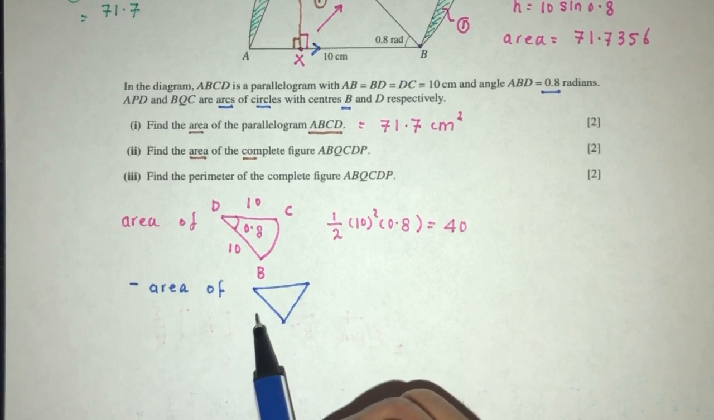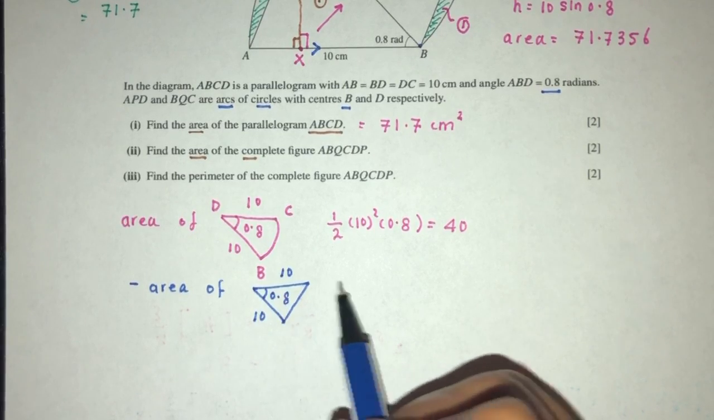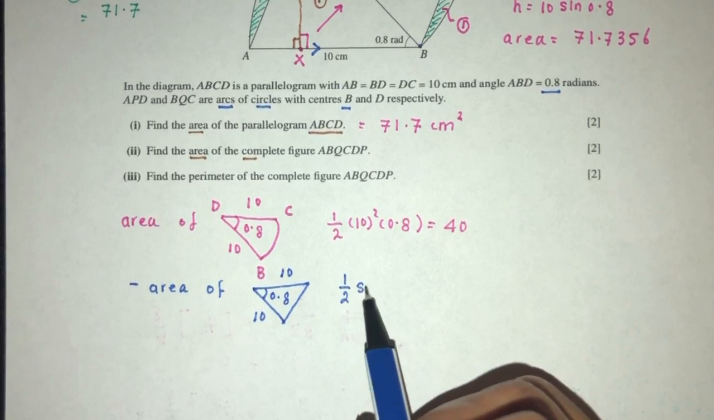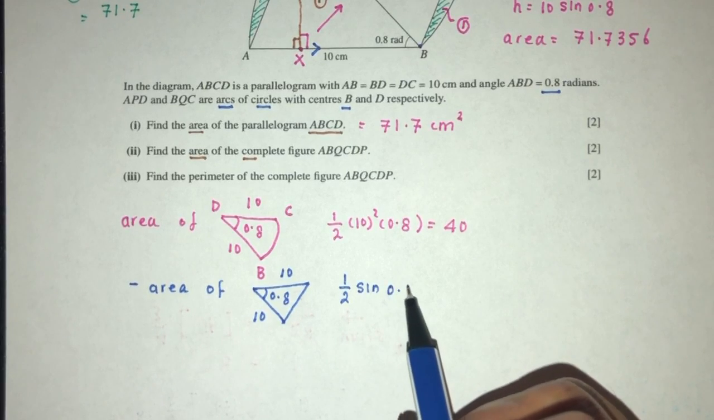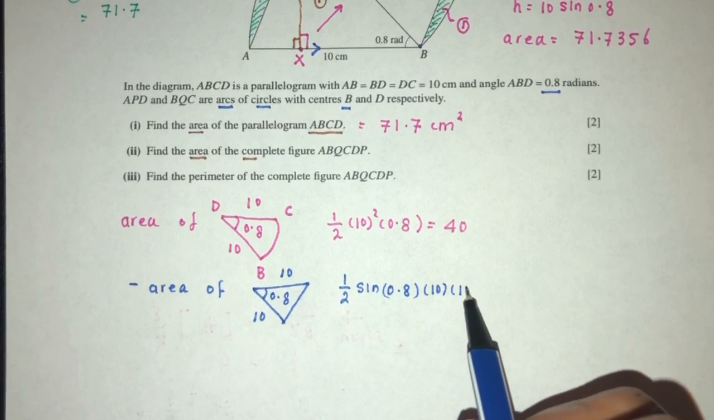So that will be the side of 10. Side of 10, and this is the angle of 0.8. So that will be half, sine of the angle in between, that will be 0.8, and times the two sides. Again, this is one of the methods you can use.